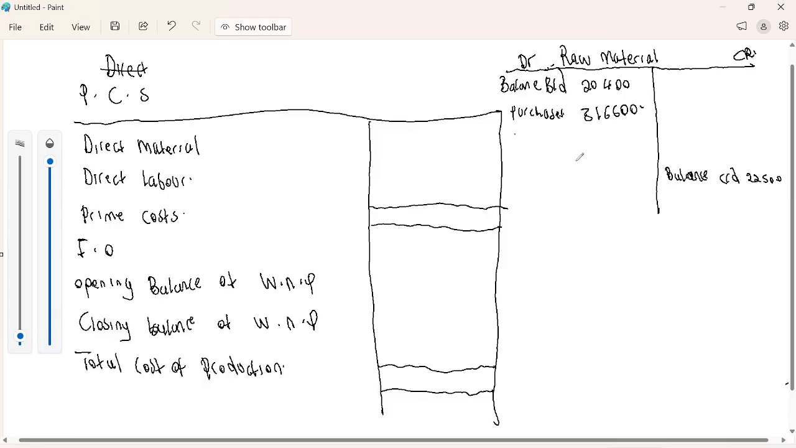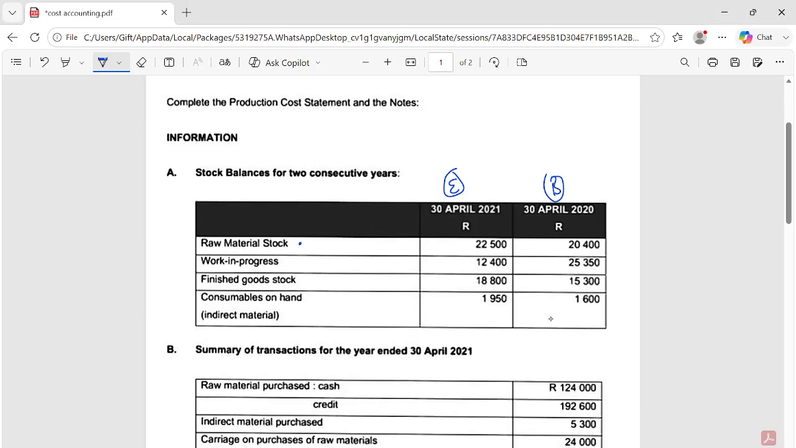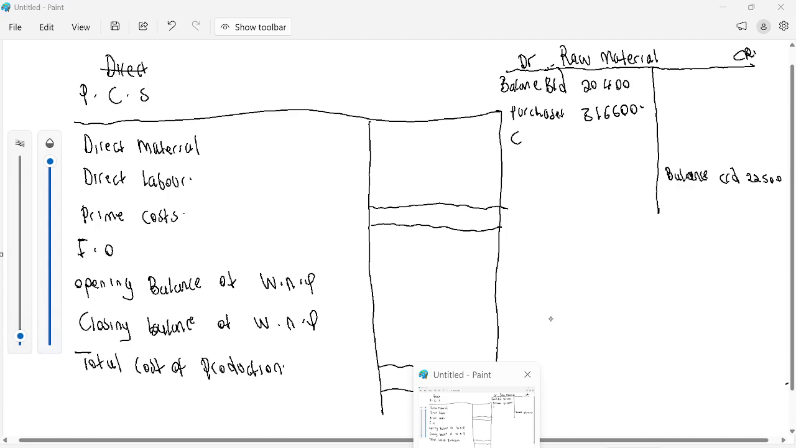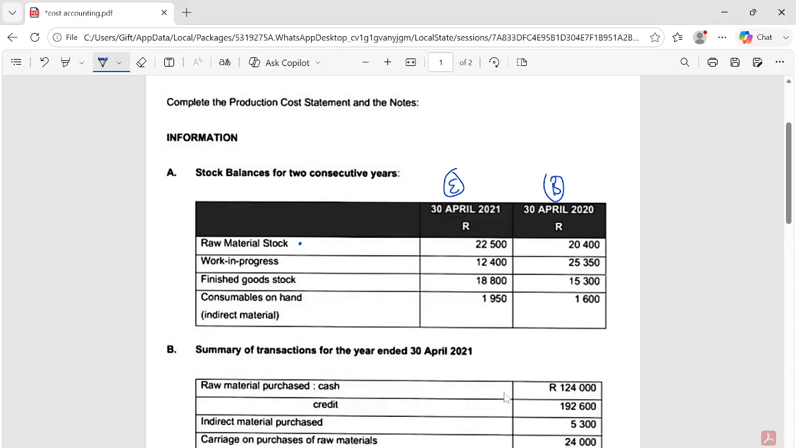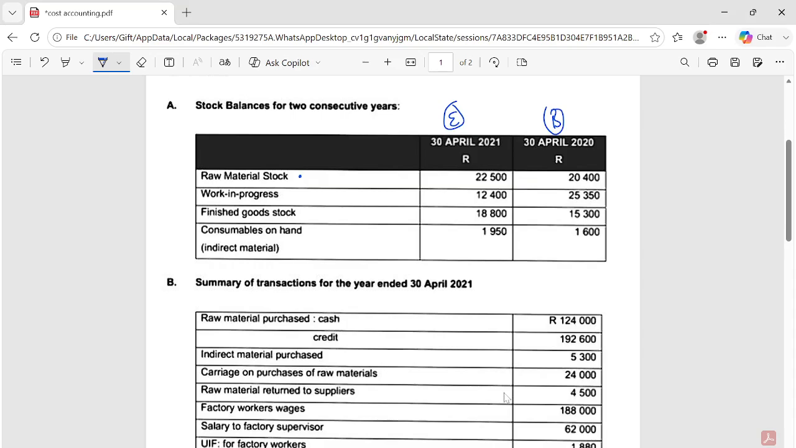And then we have what? Carriage. I'm gonna have my carriages here, which is carriage on purchases 24,500, or 24,000 as it is. I'm gonna have my 24,000. Do I have custom duties? Let's check. I don't have any custom duties, but I have what? I have returns of 4,500.